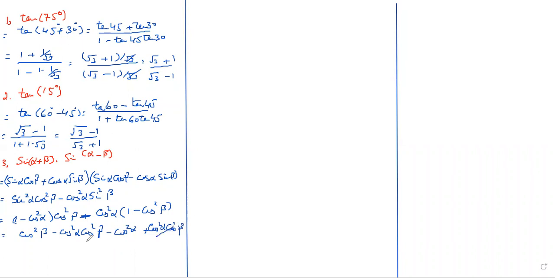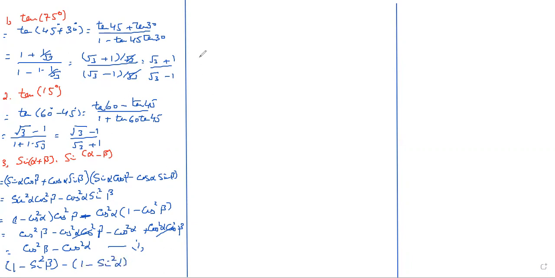So this term is cancelled. We get cosine square beta minus cosine square alpha. Now this answer is in cosine form. Just replace all the cosines with sines. This is one answer. Now we can change cosine into sine as 1 minus sine square beta minus 1 minus sine square alpha.